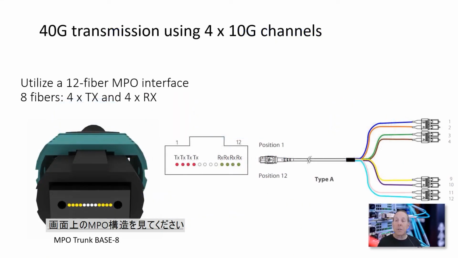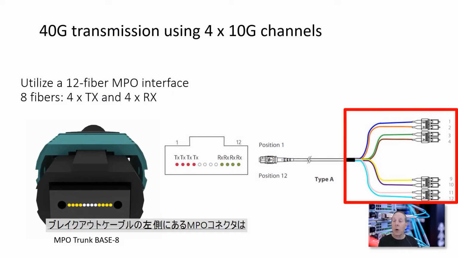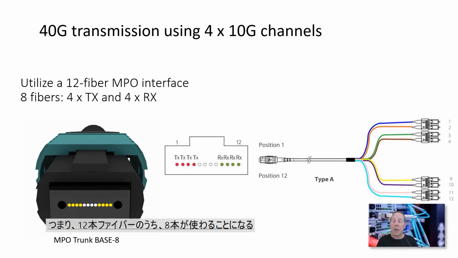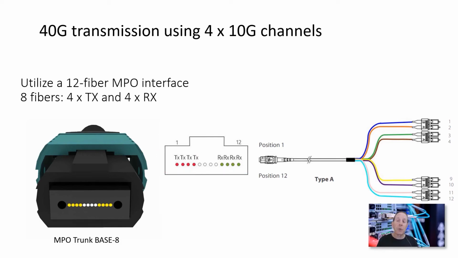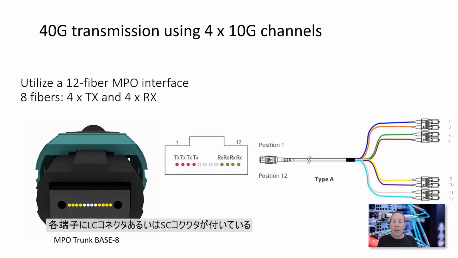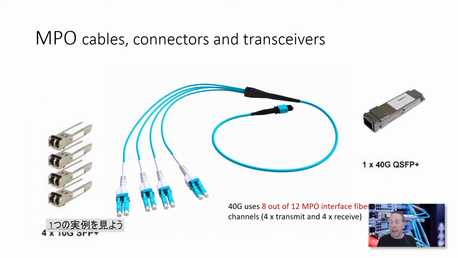Here we see the flexibility of MPO. Notice I've got a breakout cable. I've got an MPO connector on one end that's going to provide us a 40 gig transmission. It's going to use 8 of 12 fibers. 4 of those fibers will be transmit, 4 of those fibers will receive, and 4 of them will not be used at all. We're going to send that out to a breakout cable that is designed for either LC or SC connectors.